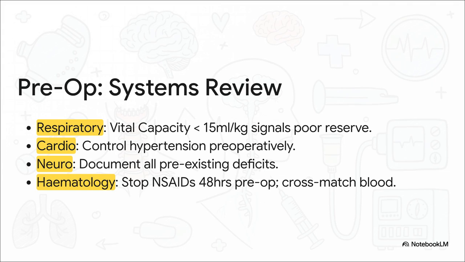Okay, beyond the airway, here's your quick systems check. Respiratory. If their vital capacity is less than 15 mils per kilo, they've got poor reserves and might need a ventilator after surgery. Cardiovascular. Make sure that blood pressure is under control before they get to the OR. Neurological. Document every single pre-existing deficit. You have to know your baseline. And finally, hematology, stop those NSAIDs 2 days before and make sure you have blood ready to go.